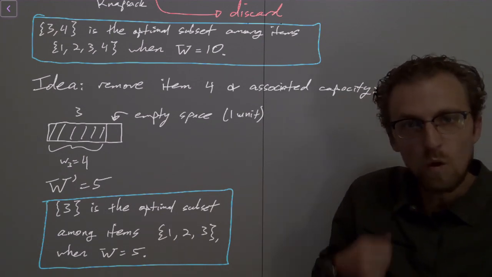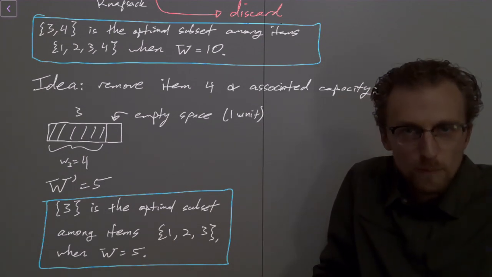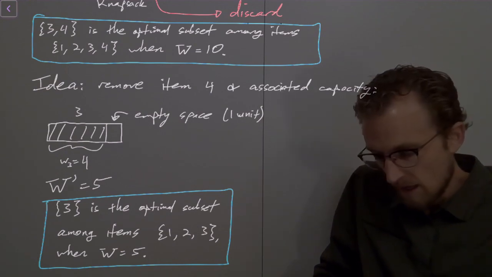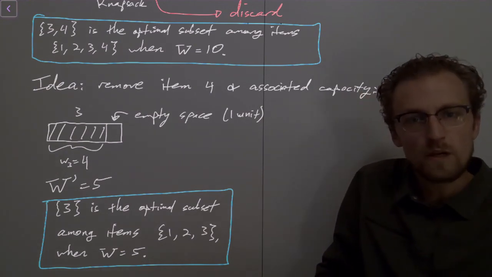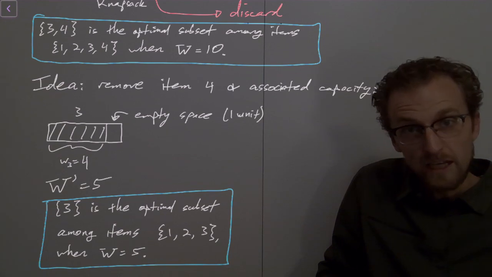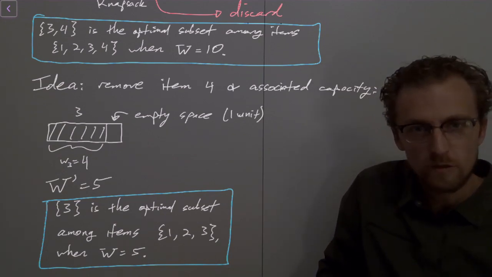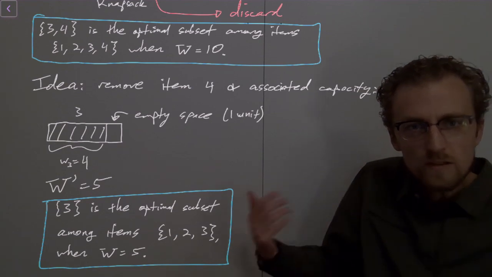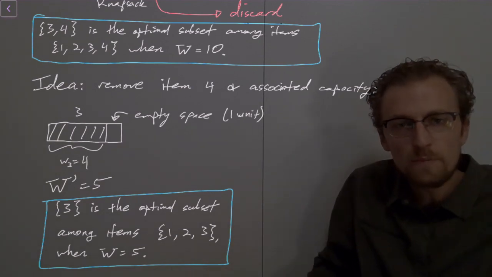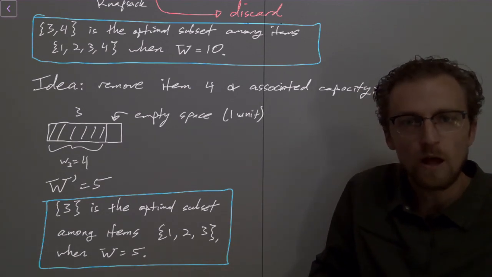So one of the interesting sub-problems to the knapsack is what you get when you remove an item, like you remove access to an item, and you remove its associated capacity. That's really the core of the DP idea that we're going to be applying going forward.